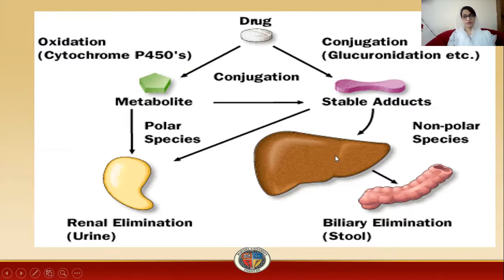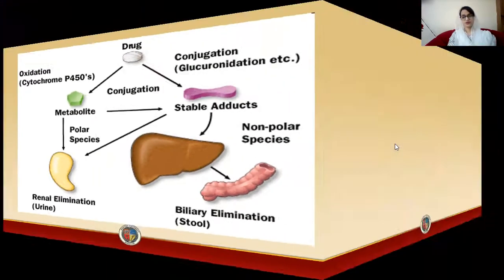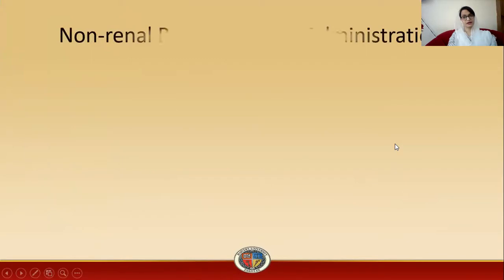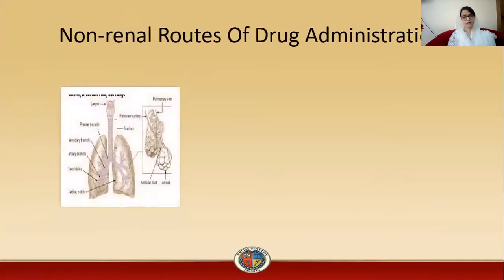from there, if the elimination route is the biliary excretion route, what happens? The drug from the liver comes back into the gut, from where the drug is excreted through biliary elimination into the stool, or you can say the feces. It is usually the non-polar drug which gets excreted through this route, as the molecule is bigger. And from the renal route, glomerular filtration cannot happen for such molecules.